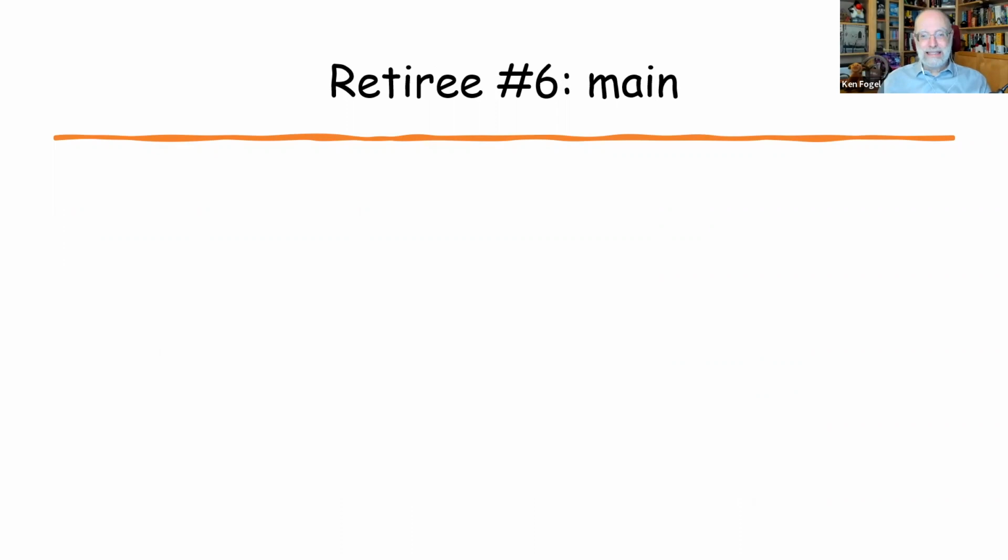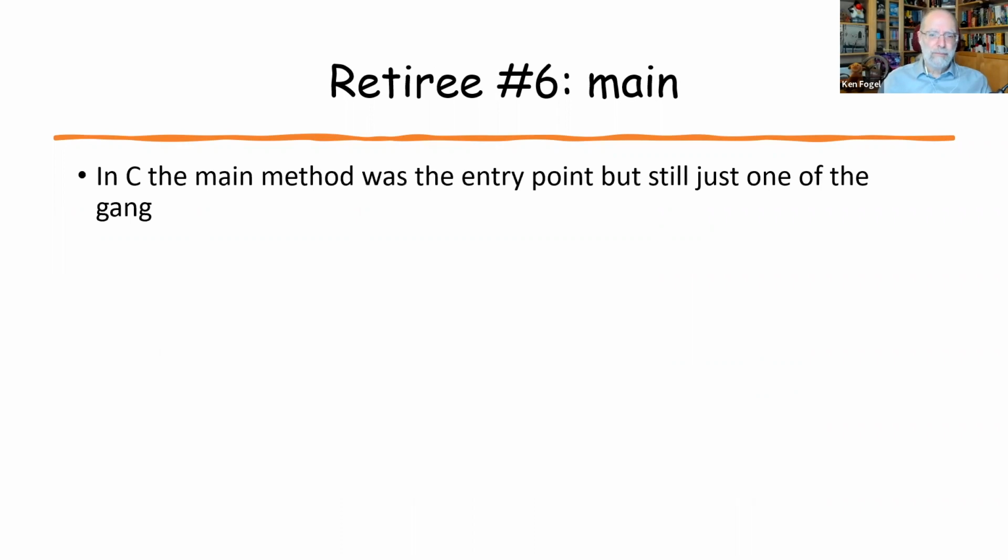Retiree number 6. I have to admit, there's a couple of Java developers at Oracle, the architects of the language, who think I'm just a little crazy over this. So again, going back to C, because is it the root of all evil? Well, I don't think so, but it is the model upon which Java was certainly built.